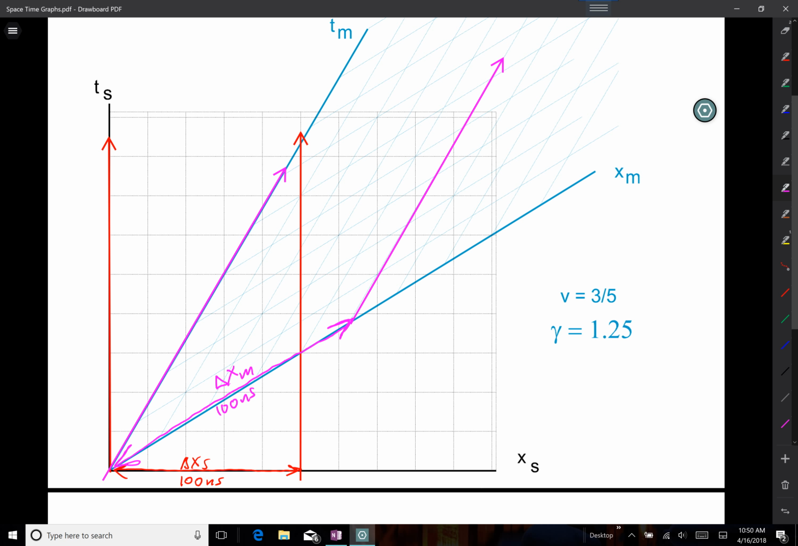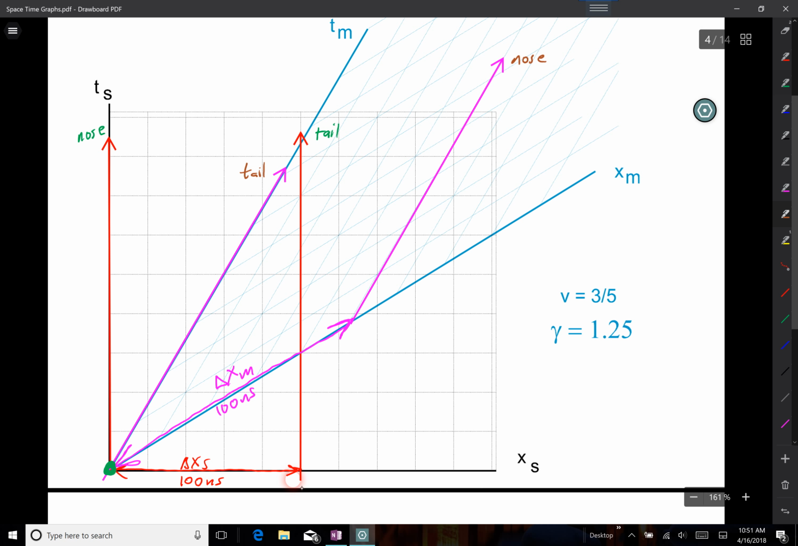At the moment when the two spaceships are passing nose to tail, okay, so this is the nose of one spaceship. This is the tail of that spaceship. This is the nose of the spaceship going right. This is the tail of the spaceship going right. Okay?